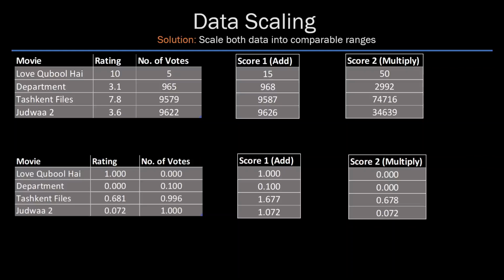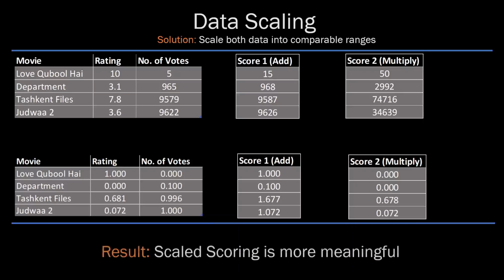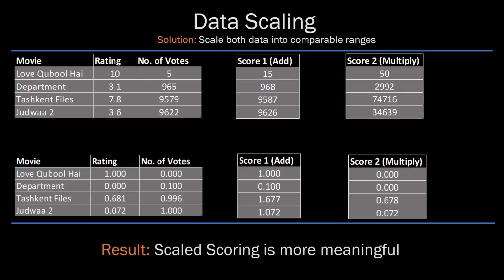But of course, compared to the top columns here, this one is definitely much better than this one, right? That is what we can determine. So the result is that scaled scoring is more meaningful. Now this is the theory part. Let's get into the Python notebook and see how we can apply the min-max scaler to our data set.